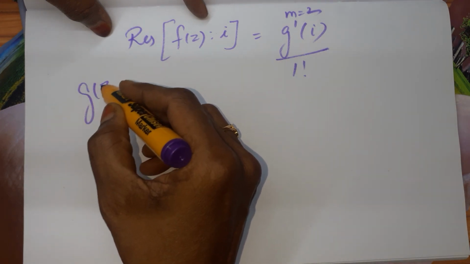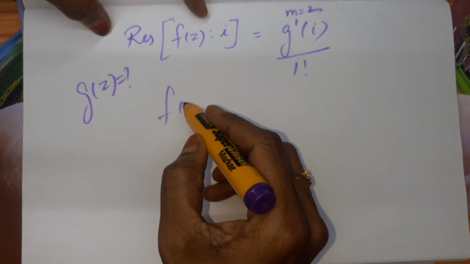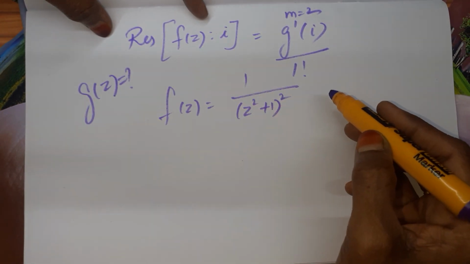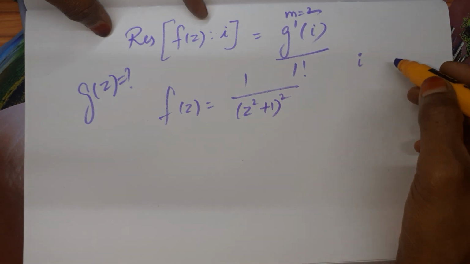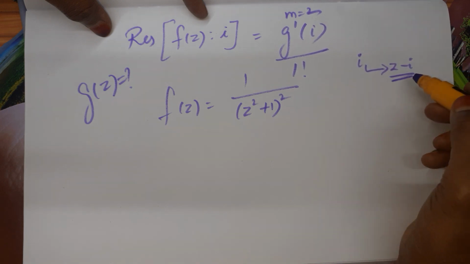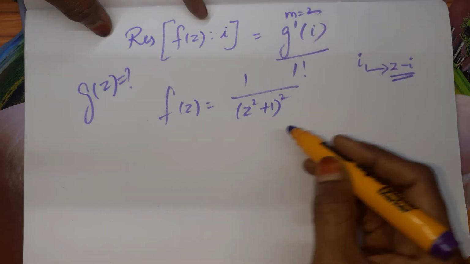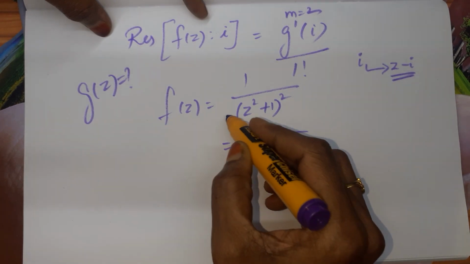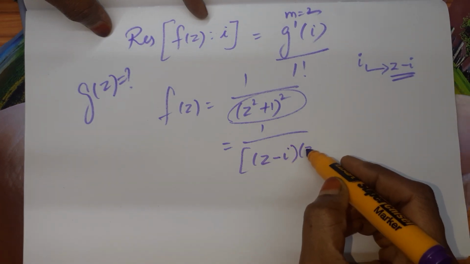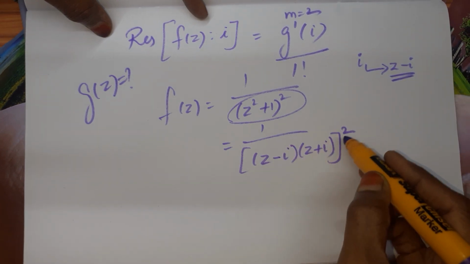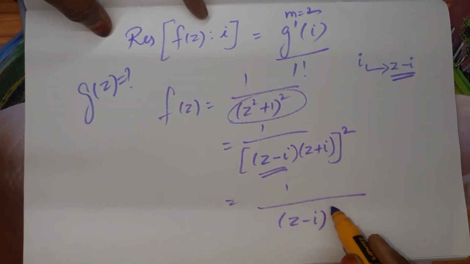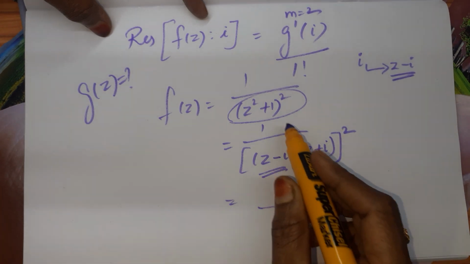So tell me what is my g of z first. My f of z is equal to 1 by (z squared plus 1) the whole squared. Am I right? So the pole we are taking is i. The corresponding factor for this is z minus i. That alone we have to keep in the denominator, bring all the other terms to the numerator. So I can write this as (z minus i) for this, (z plus i) the whole square. This one you keep in the denominator, so (z minus i) the whole square.